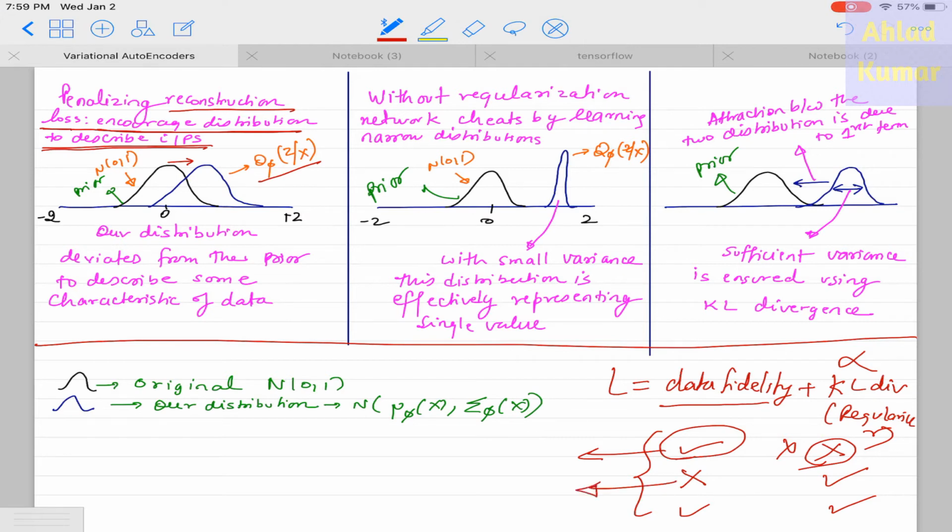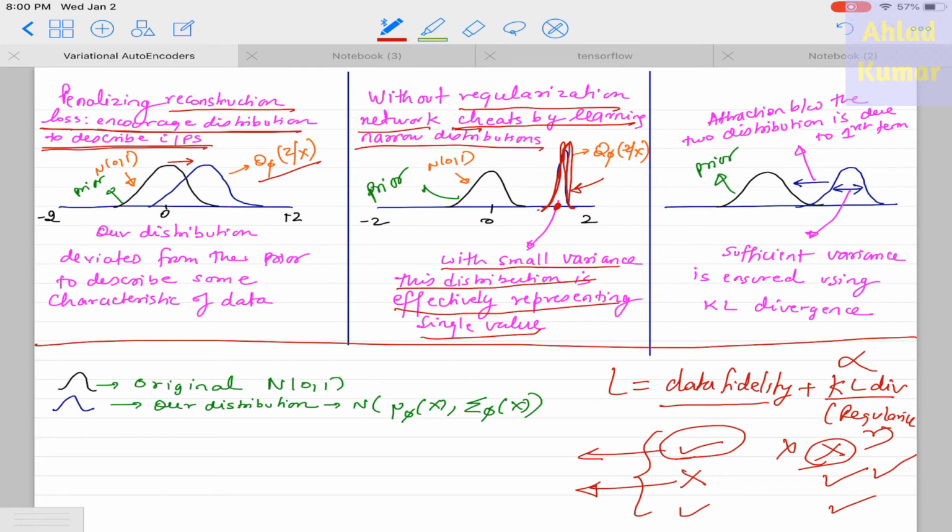The second case is when the data fidelity term is not there and only the KL divergence term is there. In that case, without the regularization, the network will cheat by learning narrow distributions, as you can see over here. It may happen that the variance of this distribution will be very small, so the distribution is effectively representing a single value. As you can see, you have a latent variable over here, and the distribution will be very peaky. It will not have a variance of 1 as it did when KL divergence was there.